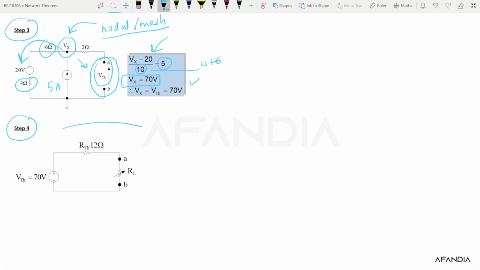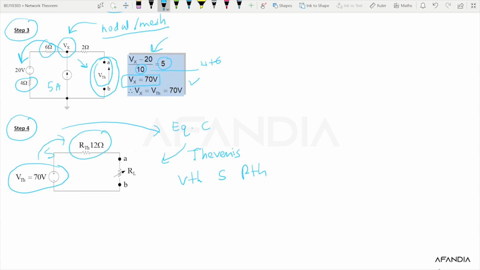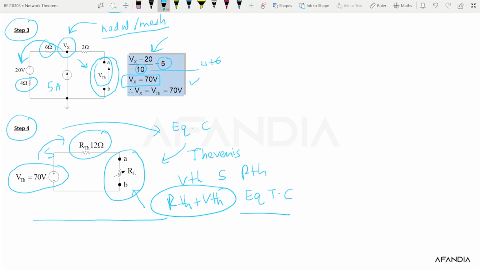Finally, as we discussed earlier, our target is to obtain our equivalent circuit. So you must remember, if you are dealing with Thevenin, VTH is in series with your RTH. So this is your VTH, this is your RTH in series. Then you reconnect your loading over here. Finally, this is your RTH plus VTH, which is our equivalent Thevenin circuit. Thank you.